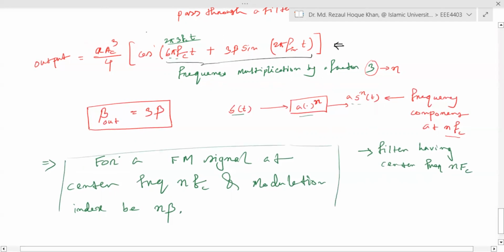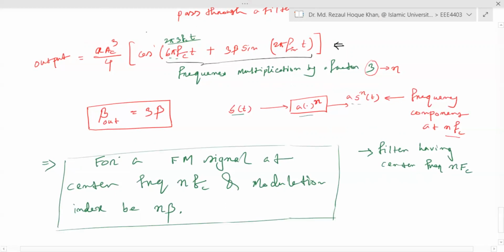So if you pass any narrowband signal through a nonlinear device, an n multiplier, you will have n times the center frequency, and the modulation index will be n times the modulation index of the narrowband signal. That is how we end up with a wideband modulated signal. So in this lecture we generate a narrowband signal, and from that narrowband signal we can also generate a wideband signal, where its center frequency will be n times the center frequency of the narrowband, and its modulation index will be n times that of the narrowband, because of using a nonlinear device or multiplier. Thank you.